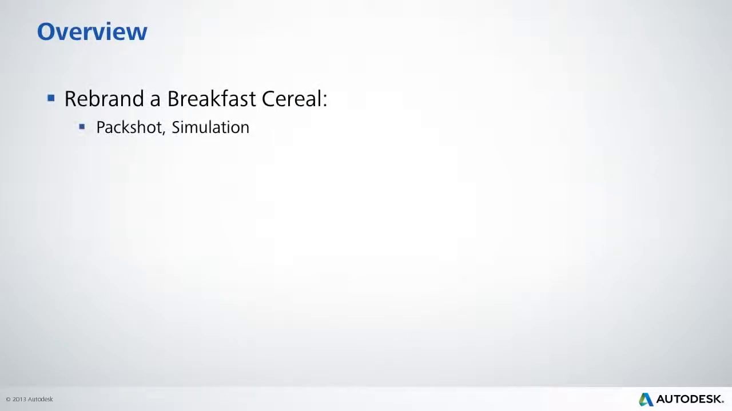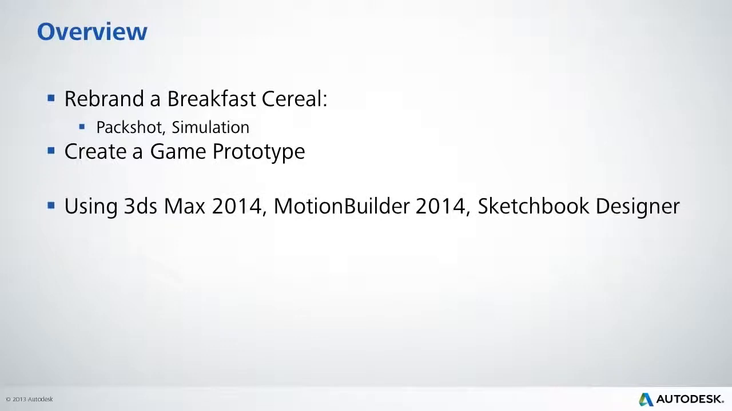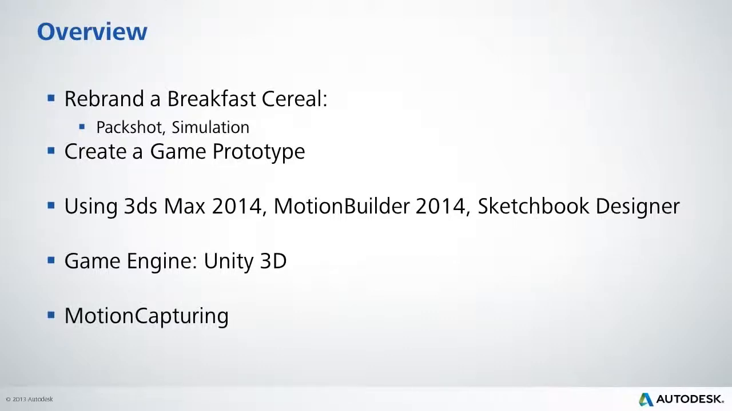So basically, we're going to rebrand a product, create a pack shot and some sort of simulation, as well as a casual game prototype, which is supposed to be running on a mobile platform later on. Basically, we're going to use the 3ds Max Entertainment Creation Suite, and this involves particularly 3ds Max itself, as well as MotionBuilder and Sketchbook Designer. For the game engine, we're going to use Unity 3D, and we're going to hop into Unity itself. And I will also do a bit of a demonstration on motion capturing while also using MotionBuilder at the end.